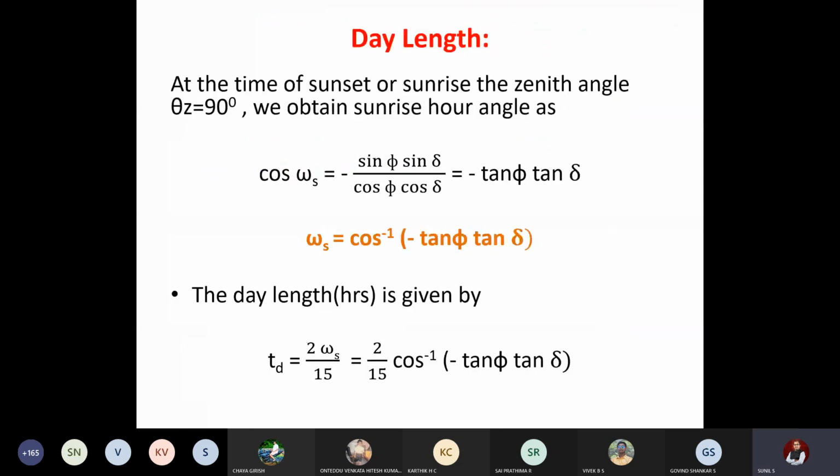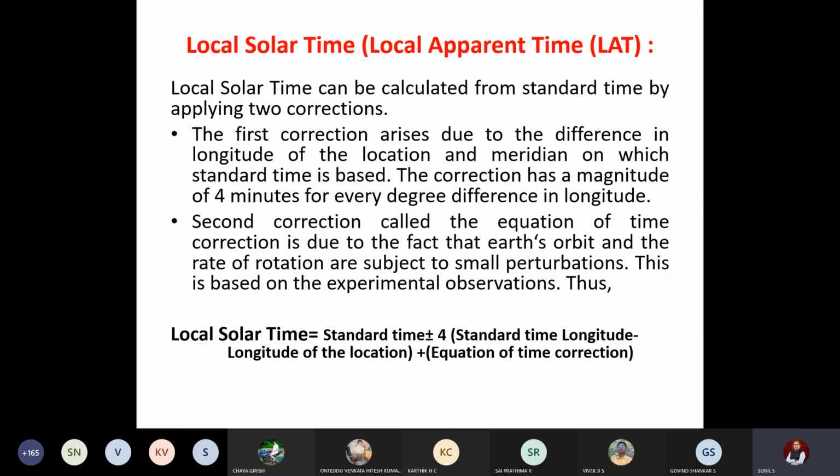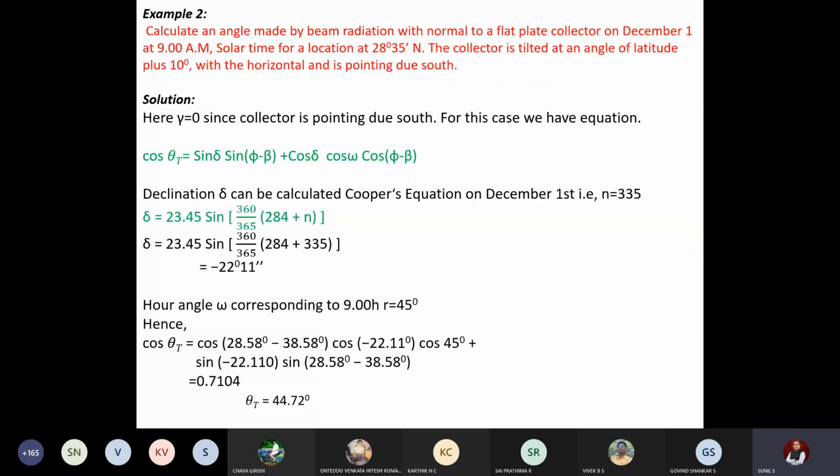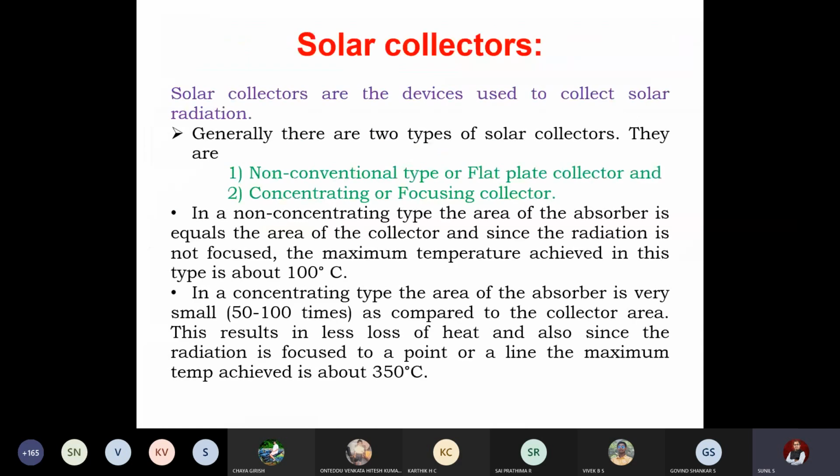Next, 2 more important definitions: day length, which you can calculate in terms of angle or in terms of time, and local and apparent solar time. There will be a difference between the local time and the IST, depending on different points. So how to calculate it, we have discussed. Some of the numericals on calculation of time, delta, etc. we have discussed. Then we headed into solar collectors.